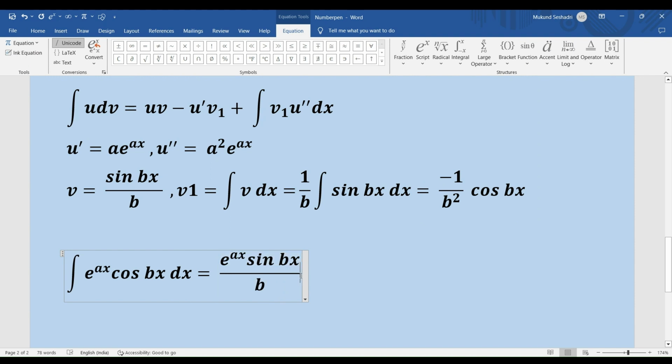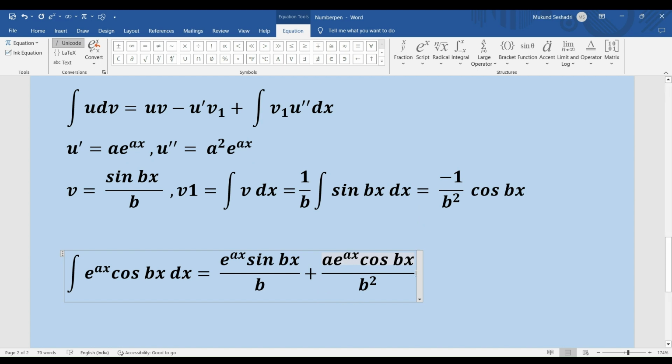Now let's come to the second part, which is u dashed into v1. My u dashed is a e to the power ax, and my v1, which we worked out, is minus 1 by b square times cos bx, right? So what is my u dashed v1? It is minus a by b square times e to the power ax into cos bx. We already have a minus here as a part of our identity, so that becomes a plus, and therefore my second part is a e to the power ax cos bx, the whole divided by b square.